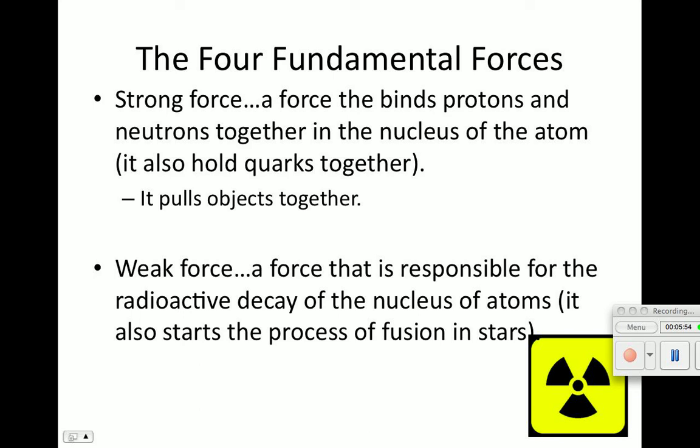Weak force is the force responsible for radioactive decay, and it also starts fusion in stars. And pretty much that's all we're going to say about it, because it's a much more complicated type of force. When you take some college courses, or maybe even some graduate courses in physics, you'll get a better understanding of what weak force is.